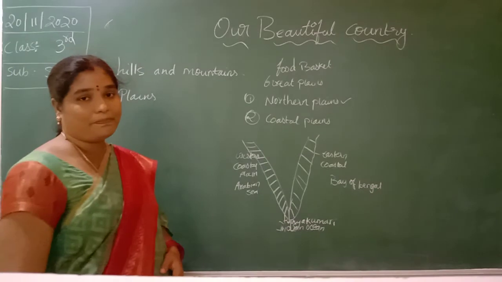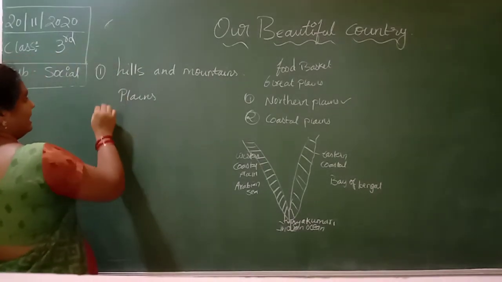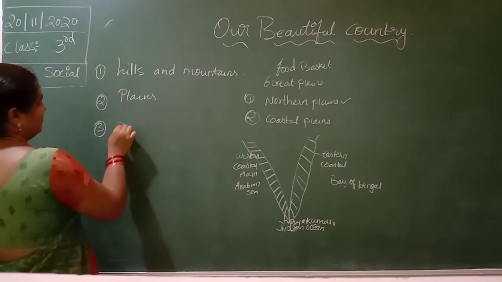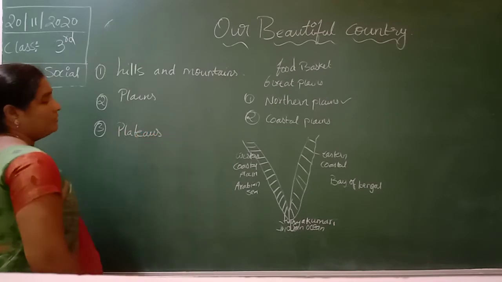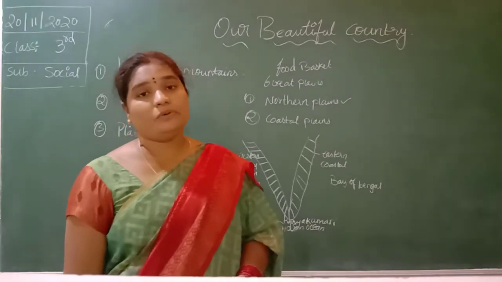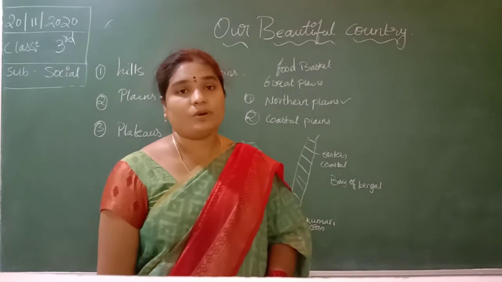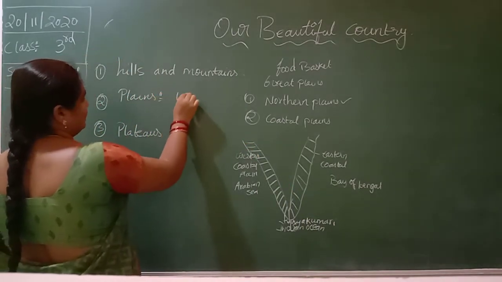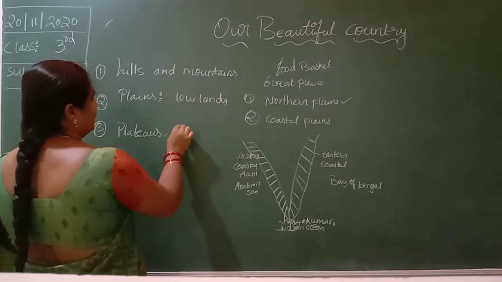The next landform is plateaus. First highlands are completed, second plains are completed, third one is plateaus. The high level land is known as a plateau. The plateaus are also known as tableland. So the plains are known as the lowlands, and the plateaus are known as the tableland.